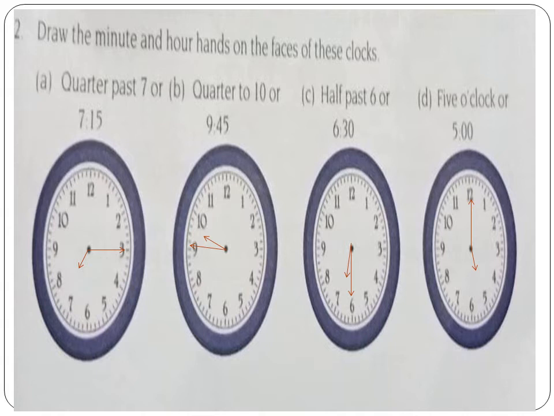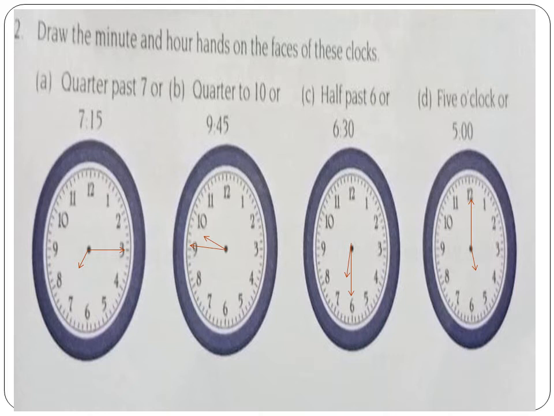So first one, it is 7:15. What you have to do? The long hand, the minute hand, is pointing towards 3. The short hand is a little away from 7, because just now it has passed 7 o'clock, only 15 minutes it has passed. So I have drawn it a little away from 7.